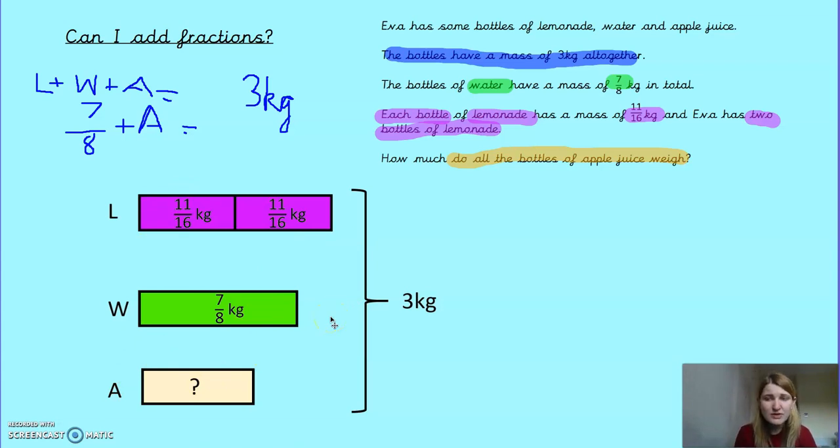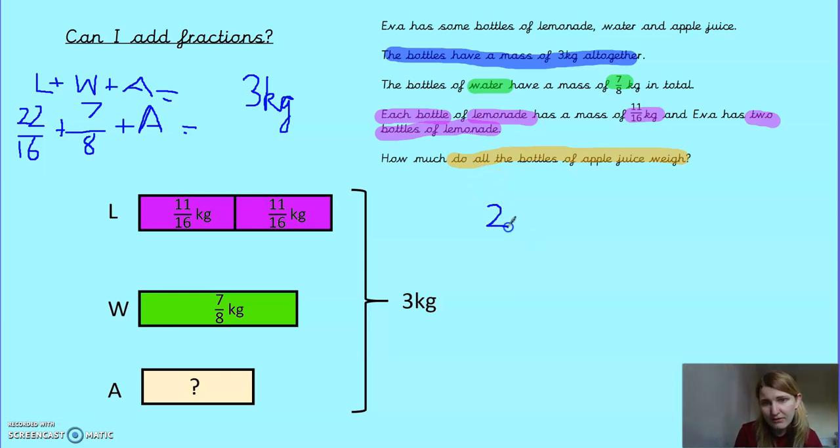Well, do you reckon you guys could work out what 2 lots of 11/16 could be? Of course you can, because you can just add those two together. We know the denominator will stay the same, so it will be 11 and 11, 22/16. So that's what the lemonade is, 22/16 of a kilogram. So I've got 22/16, add 7/8, add apple juice is going to equal 3 kilograms.